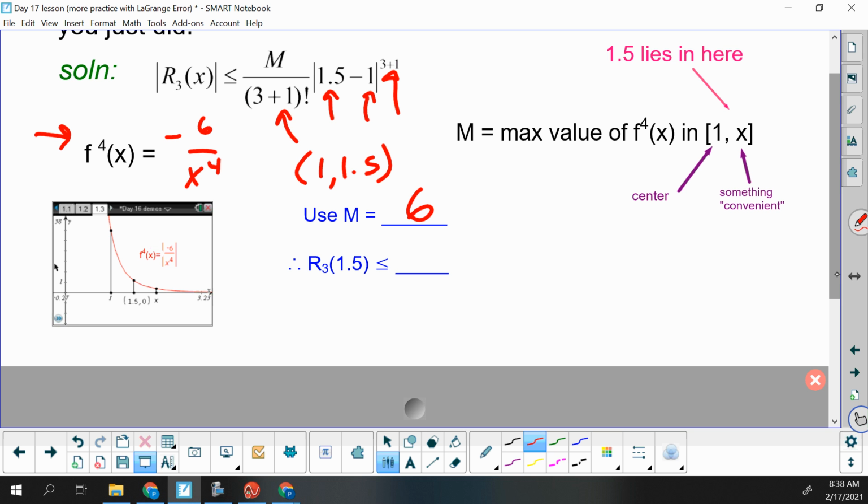You get your next derivative, and then think about on your interval what's going to yield the largest value. If it's something nice, when you sub it in, just use that. If it's something not nice, pick a nice number a little bit above that.